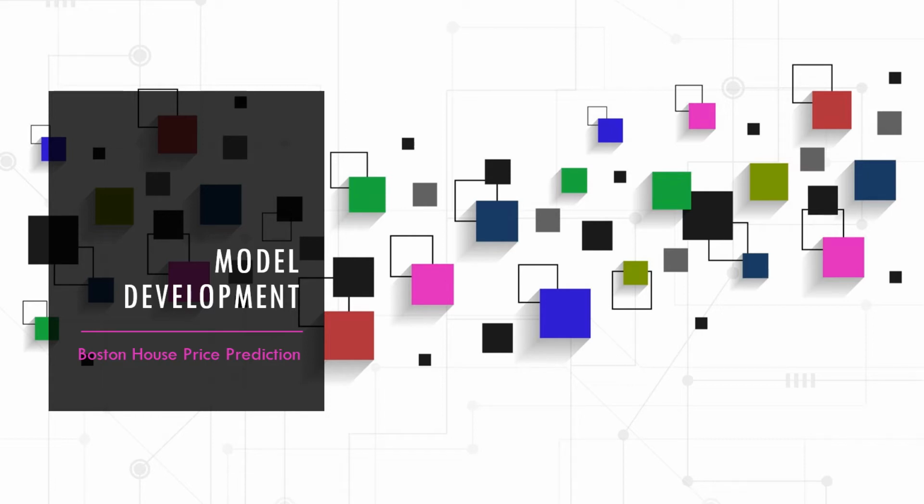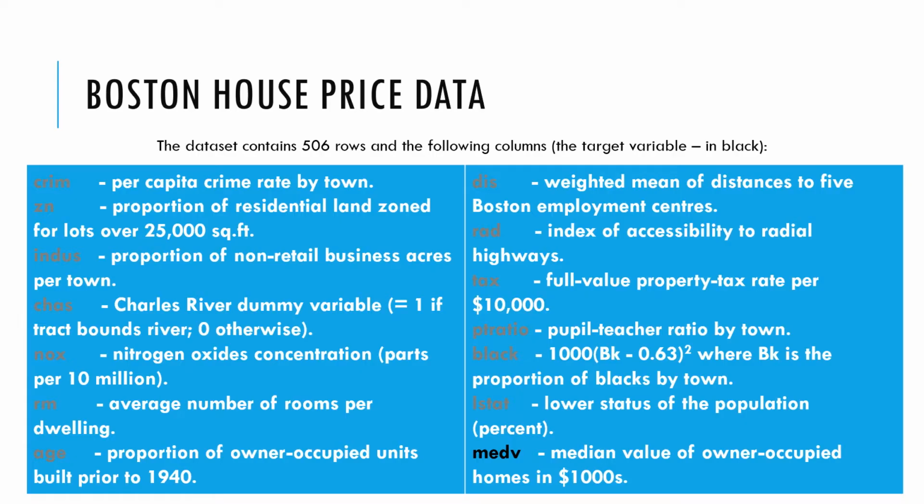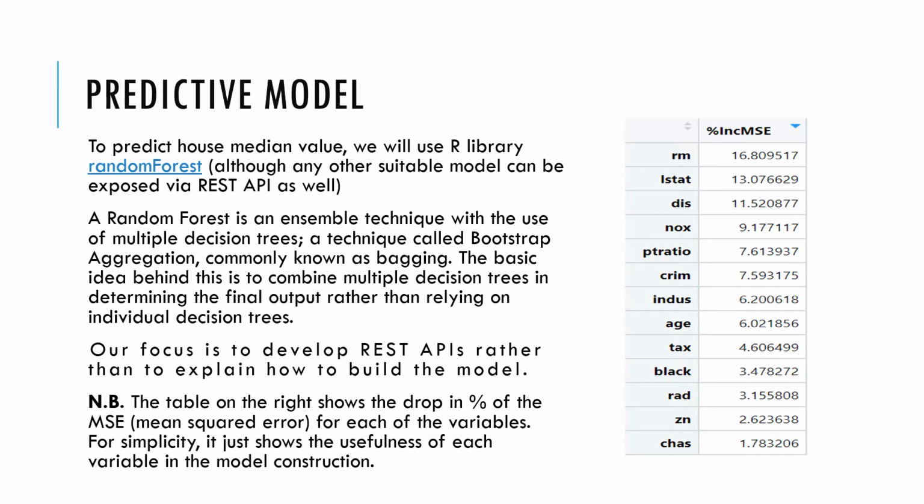It is a known problem that was offered to a Kaggle community as a competition task a few years ago. The dataset provided for that task contains 506 rows and 14 columns that describe houses and some other characteristics of the Boston suburbs, such as proximity to the Charles River, crime rate, average number of rooms in a house, and so on. To predict house median value, we will use the R library called randomForest, but any other suitable models can be exposed via RESTful API too.